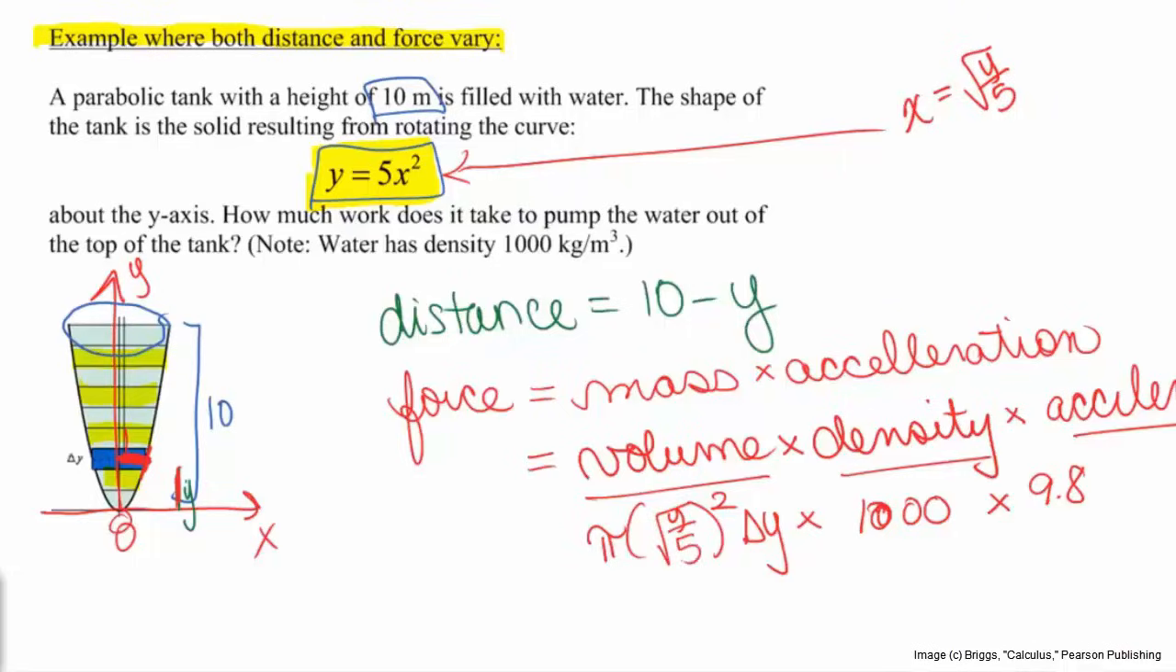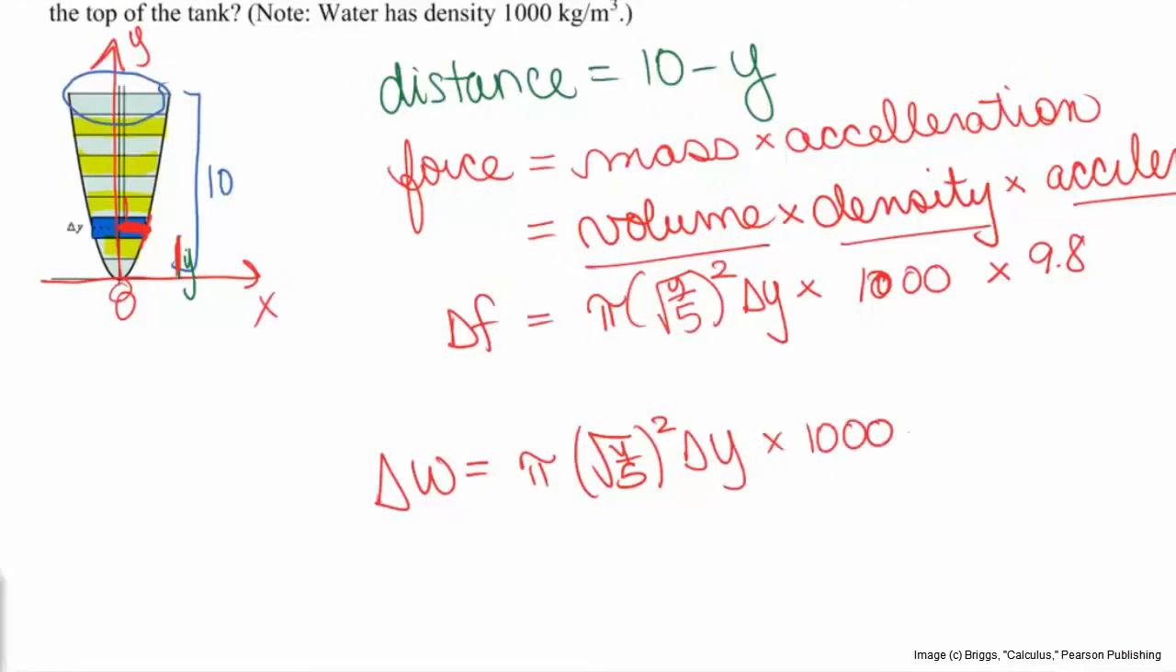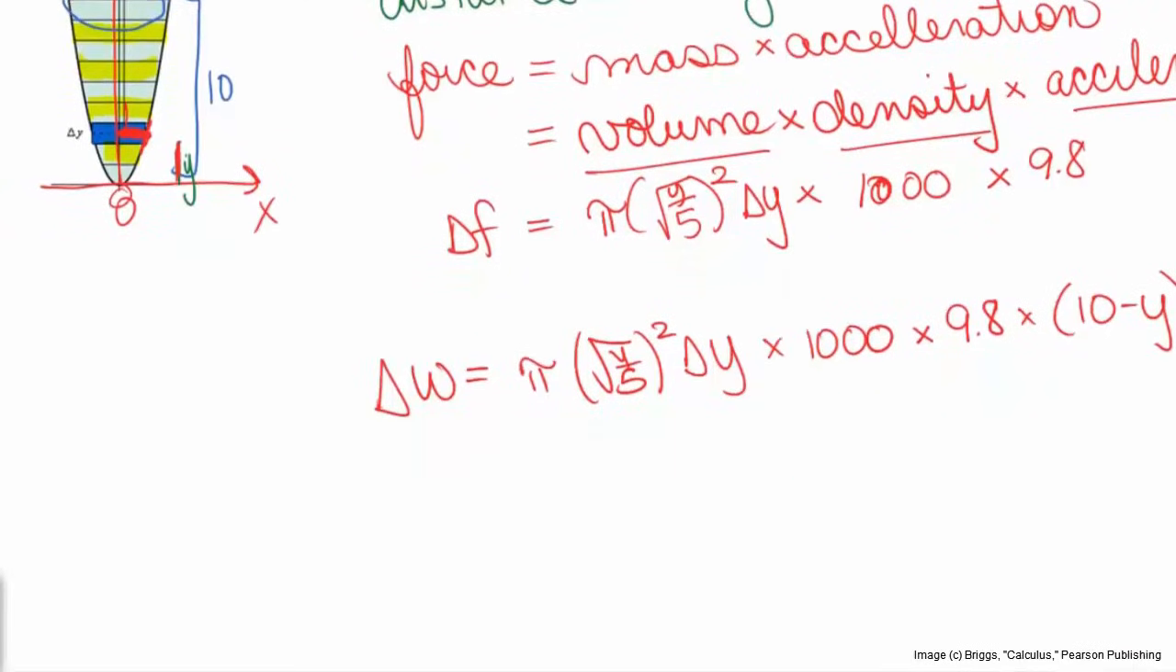Alright, so that's the little bit of force it's going to take. That means our little bit of work for that one slice is going to be pi square root of y over 5 squared delta y, that's our volume, times 1,000, that's our density, times 9.8, that's the acceleration due to gravity. All that together gives you the force, times 10 minus y, that's the distance it has to go. And then to add up all of those little pieces of work, we integrate.